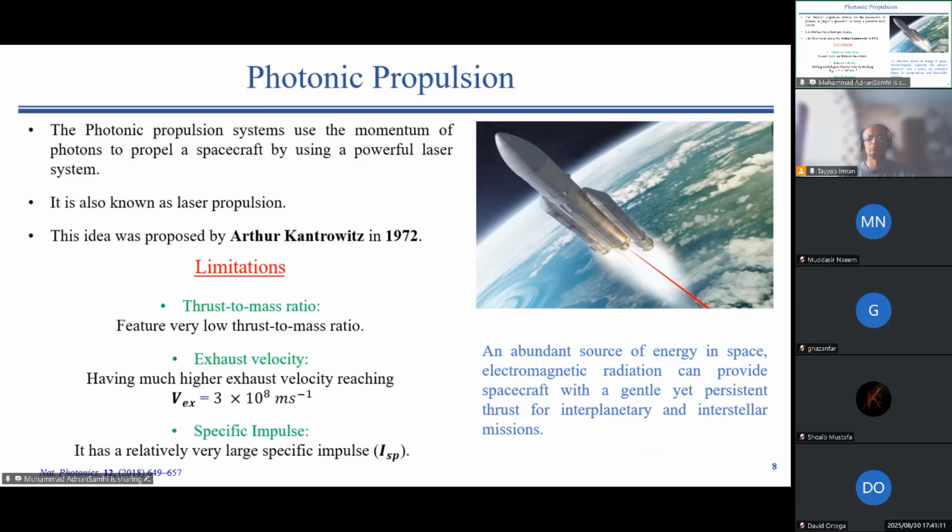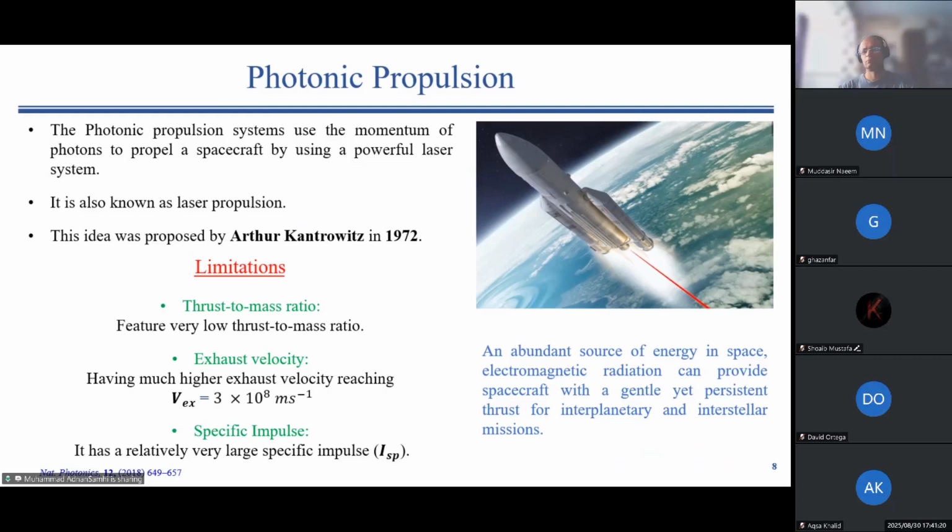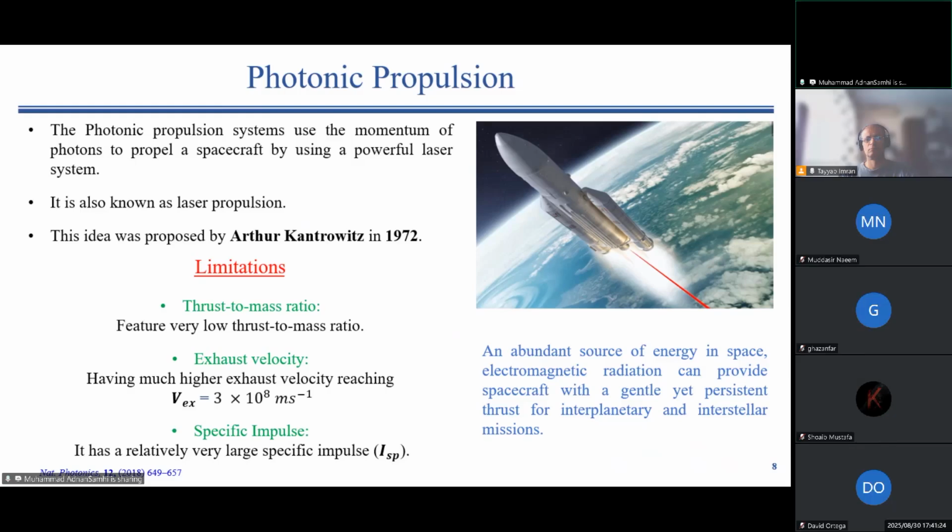These systems are also known as laser propulsion systems. There are two types of propulsion systems: continuous wave laser propulsion systems, in which we use continuous wave lasers, and pulse lasers, which are known as pulse laser propulsion systems.